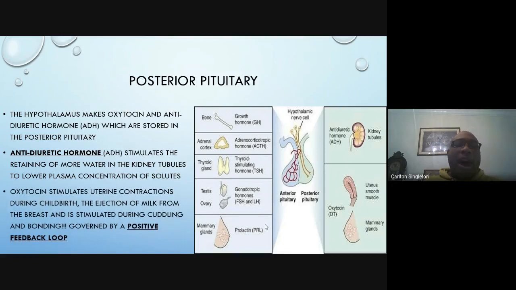Okay, then lastly, we have oxytocin, which stimulates uterine contractions during childbirth, the ejection of milk from the breast, and is stimulated during cuddling and bonding. This is governed by a positive feedback loop. So the two positive feedback loops you need to know: oxytocin and prolactin. If you got those, you're golden.